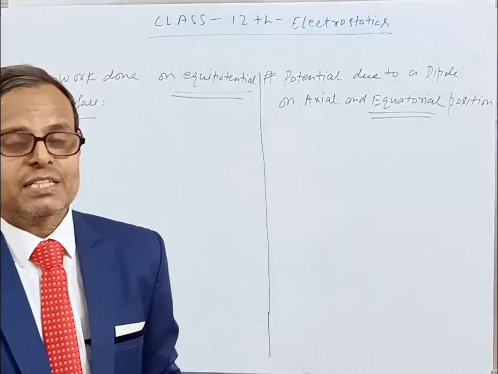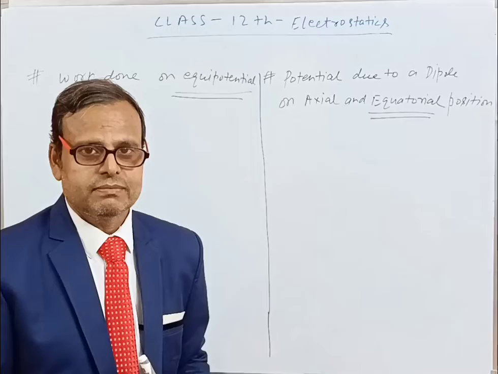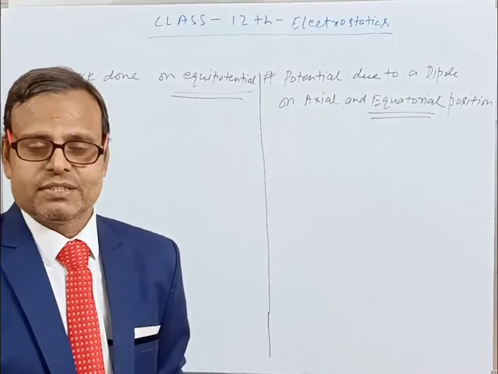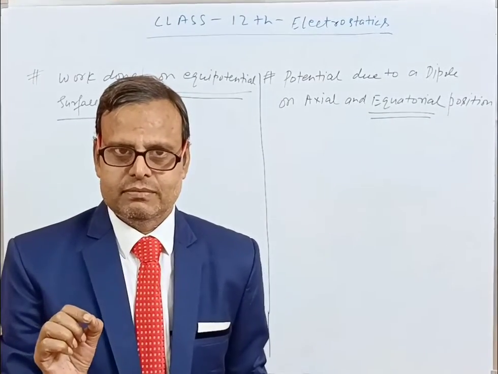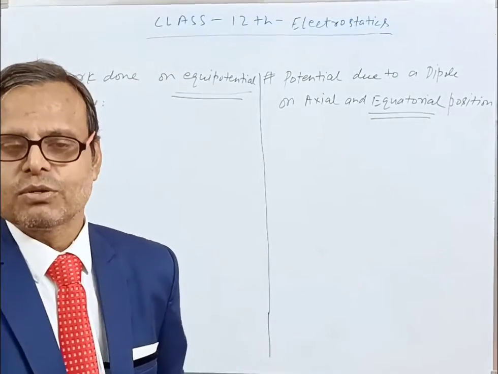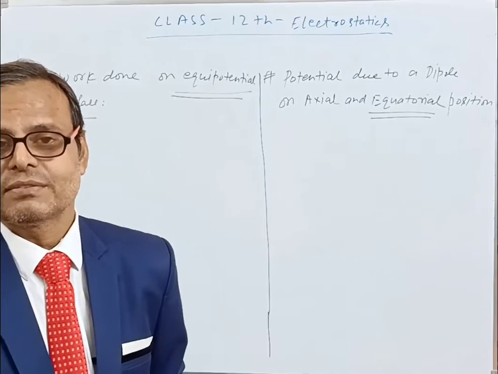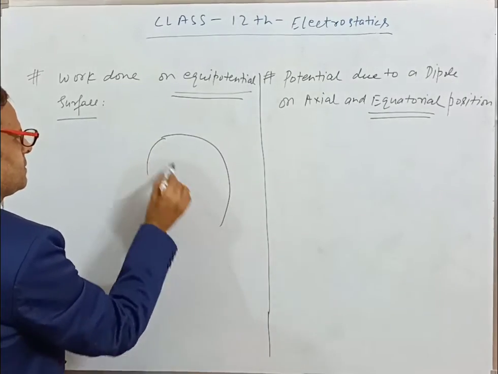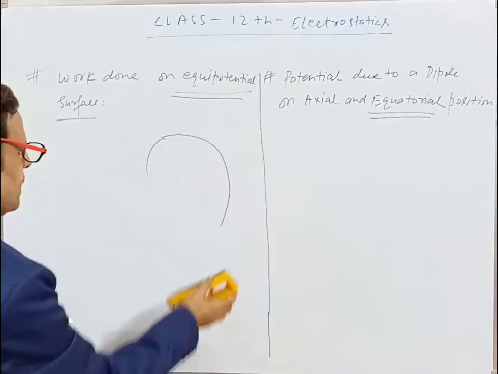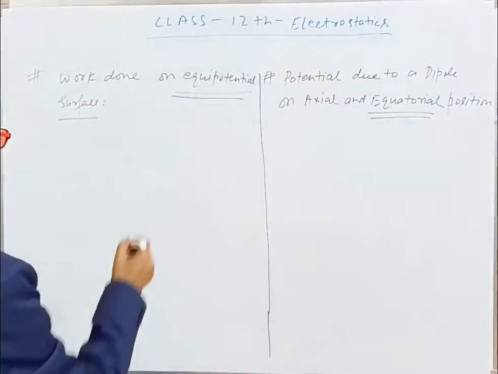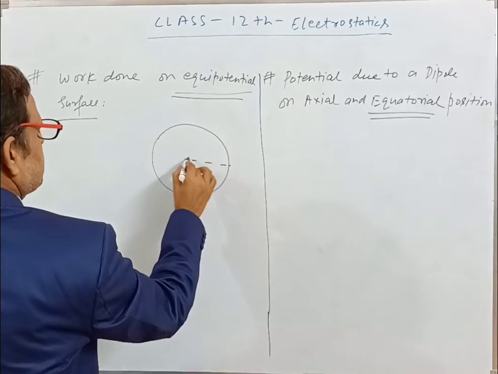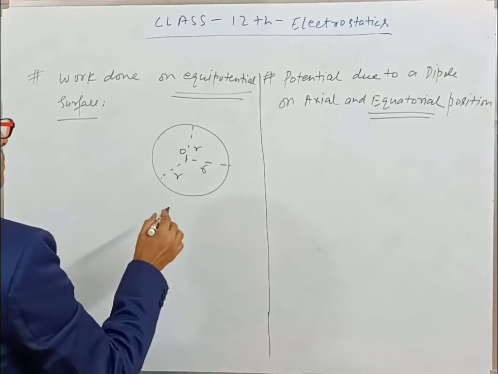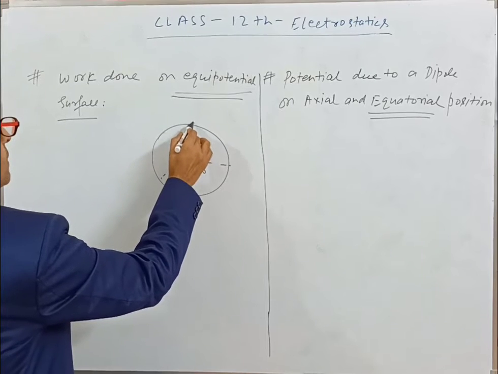I have explained about its definition in my recent previous class, but today I will again say about its definition: the surface at every point of which the potential is constant, that means that surface is an equipotential surface. For example, if you take a spherical surface like that, here, let R be the radius. So what would be the work done?